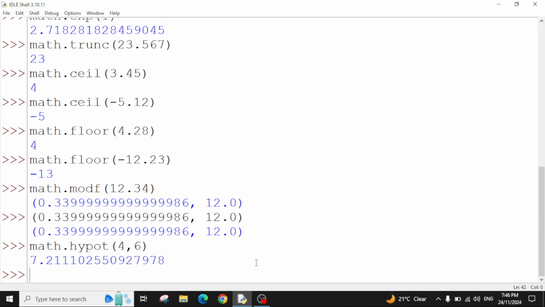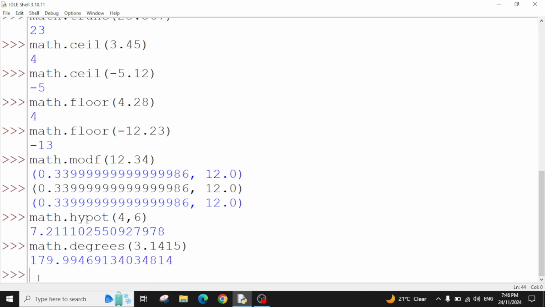Now we will go through the two important functions, degrees and radians. So math.degrees. This function will help you to convert a value given in radians into the equivalent degree. The given value is in radian. Say the given value is 3.1415 and I have to convert this radian value into the equivalent degree. So it comes to be 179.99. As we know, this is the value of pi, and pi radian is nothing but 180 degree. That's why I have approximately got the result 180 degree.